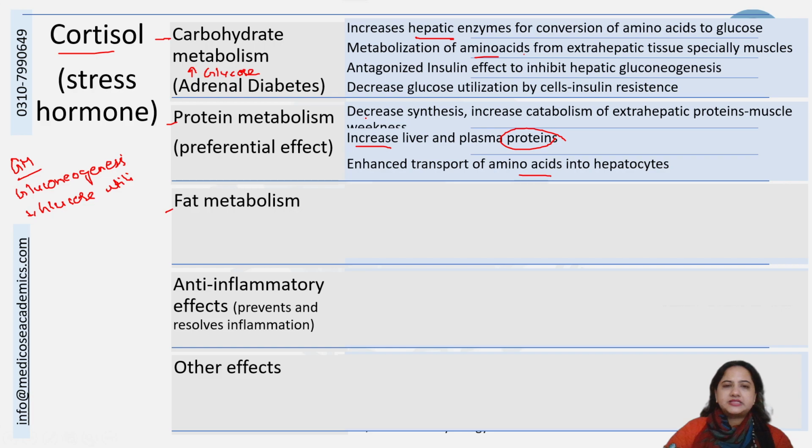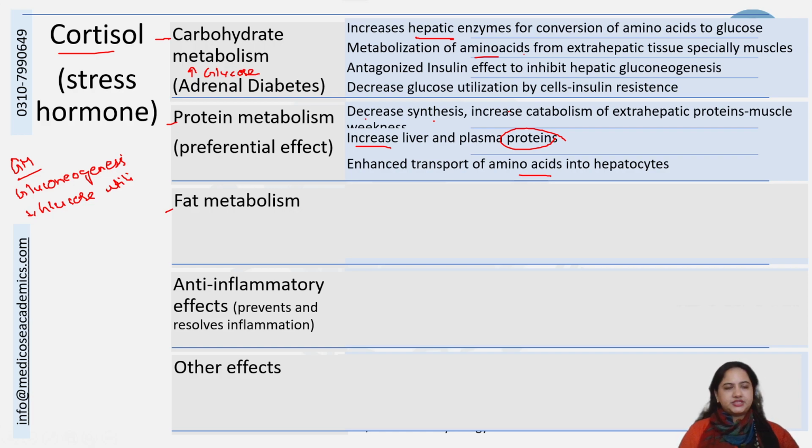And lastly, decreased synthesis and increased catabolism of extrahepatic proteins. Hepatic protein synthesis is increased, extrahepatic protein catabolism is increased. So this is a preferential effect between the hepatic and extrahepatic tissue. If there is excessive cortisol production, muscle proteins might be catabolized, and that can lead to muscle weakness.